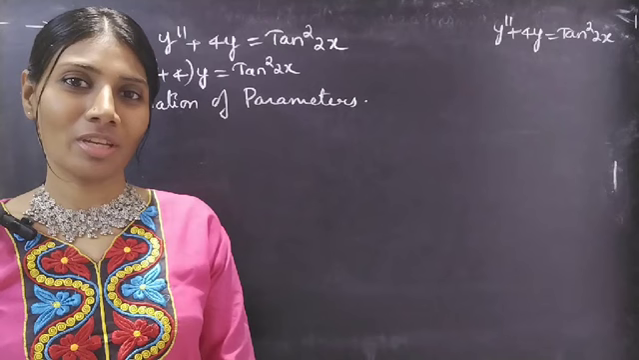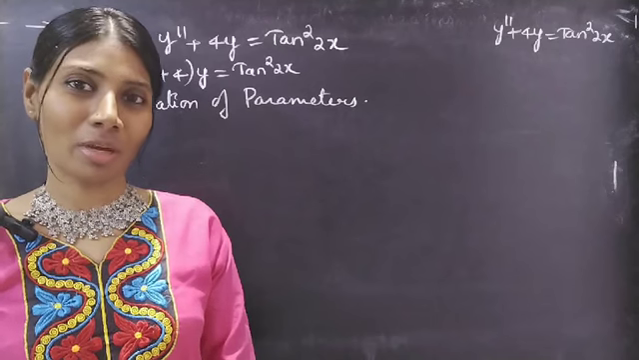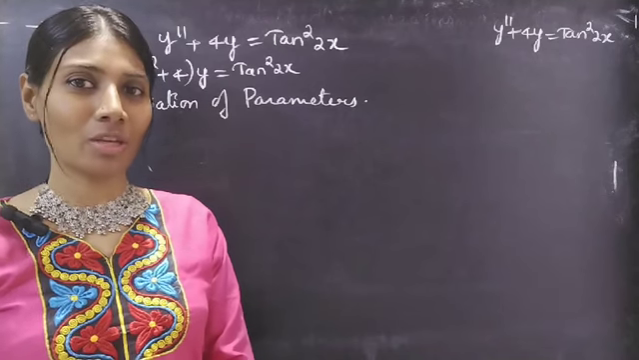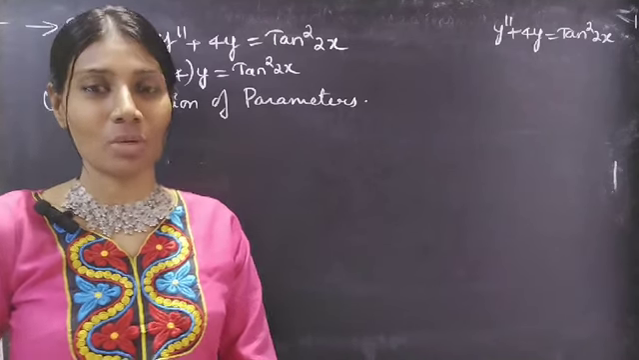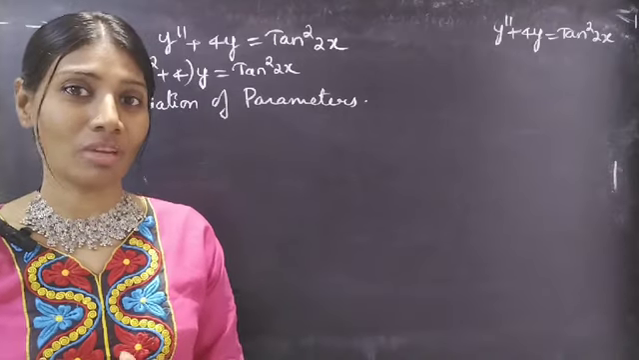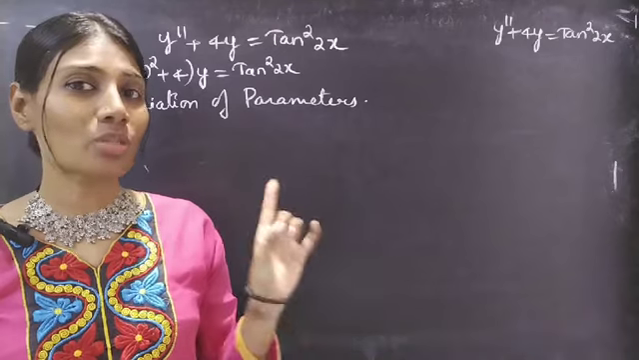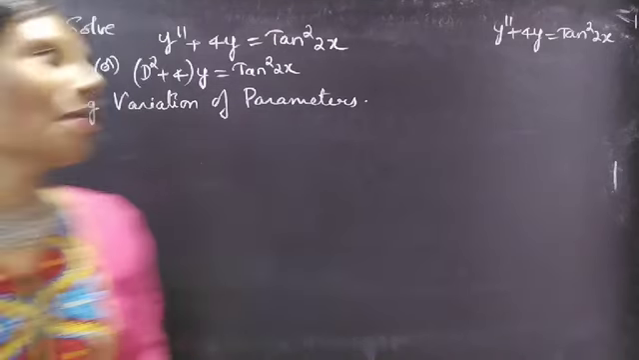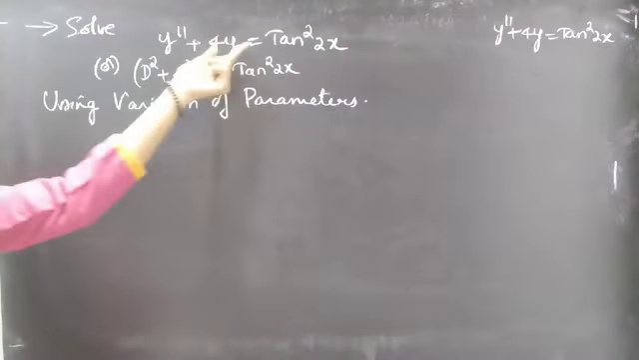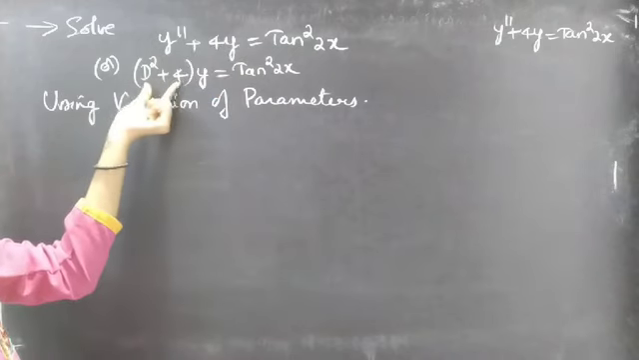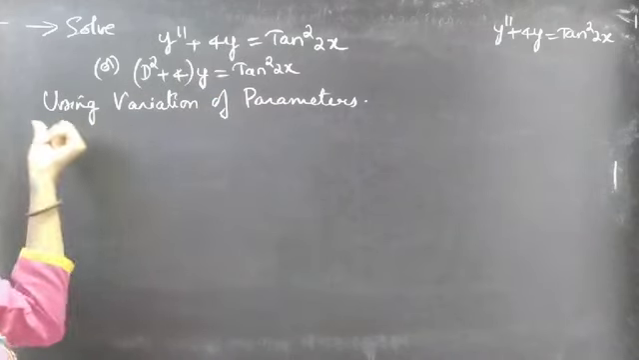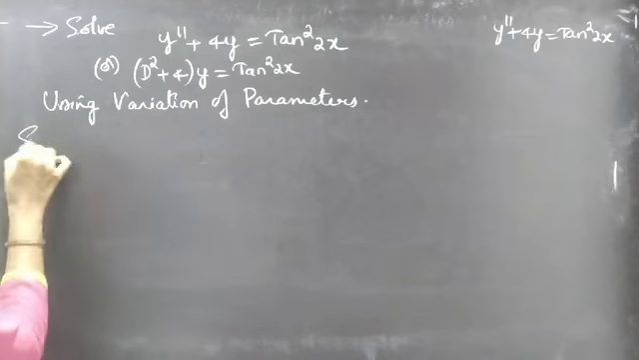In this video, we're going to solve a differential equation using variation of parameters. So I'm going to show you the given differential equation. Solving the differential equation in three ways using the variation of parameters method in three parts. In this video, we are going to see part 1. Problem: solve y double dash plus 4y equal to tan square 2x, or D square plus 4 into y equal to tan square 2x, using the variation of parameters method.